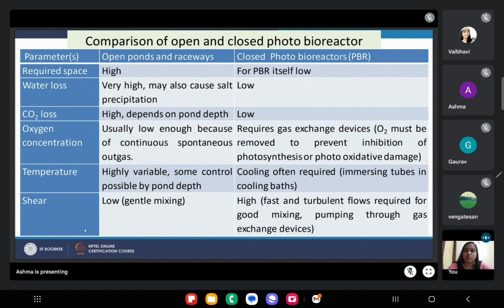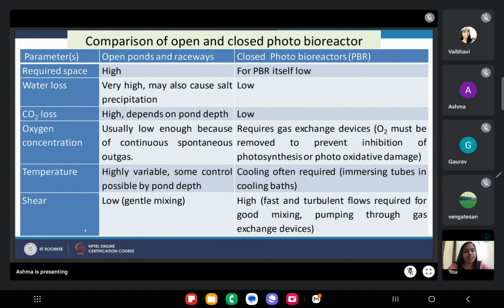Next is water loss. In an open system, evaporation can take place, so there will be a very high amount of water loss, and it may also cause salt precipitation. But in a closed system, it is more controlled, so there won't be any evaporation, and water loss will be very low. Next is CO2 loss.